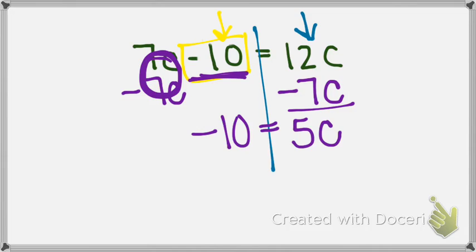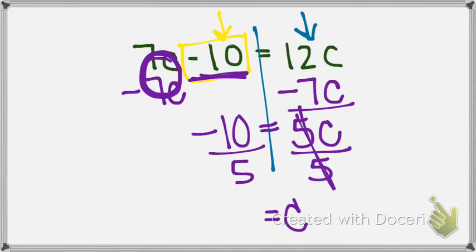So number times a letter, or number next to a letter, is timesing. So we're going to divide it out. 5 over 5 is 1. So c is negative 2.